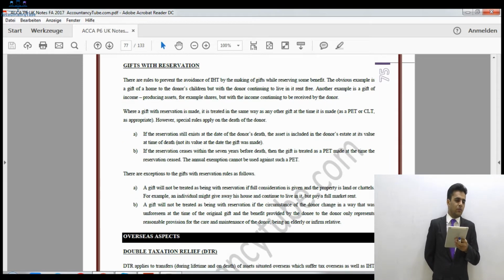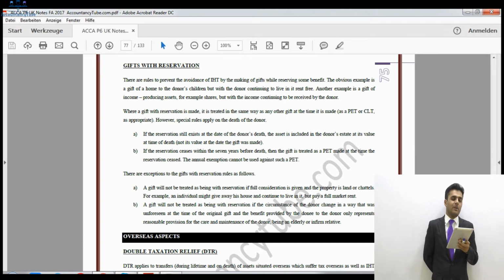Now what is a gift with reservation? Sometimes what happens is that an individual might give a gift. After giving the gift, he might be taking benefit of that specific property which was gifted. Now a situation can arise when an individual has transferred a house to their children, but he continues to live in that house. Or another example of that is shares. Now I have gifted the shares to my daughter, then I continue to receive the dividends on that. So that is another example.